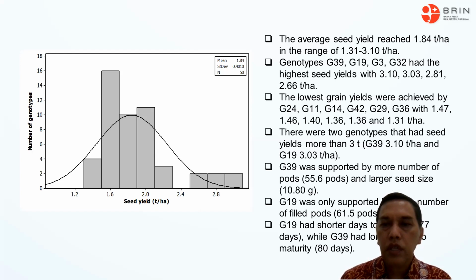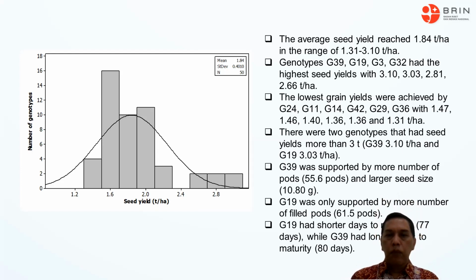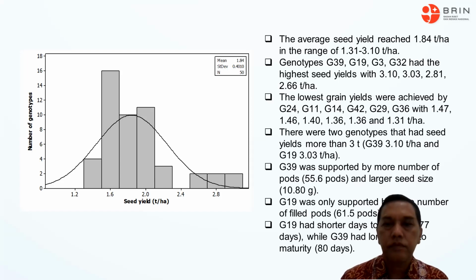There were two genotypes that had a seed yield of more than 3 tons, G39 and G19. G39 was supported by more number of pods and larger seed size. G19 was only supported by more number of filled pods. G19 had shorter days to maturity, while G39 had longer days to maturity.